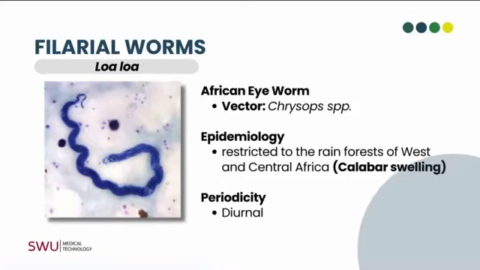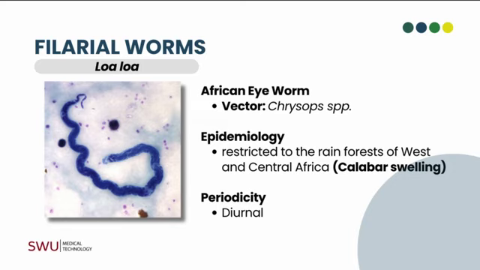Now let's continue our discussion with another filarial worm, that is Loa loa. It is commonly called the African eyeworm, and its vector is that of Chrysops species, particularly C. dimidiata and C. silacea. Chrysops species is commonly called deer flies, mango flies, also red flies or tabanid flies.